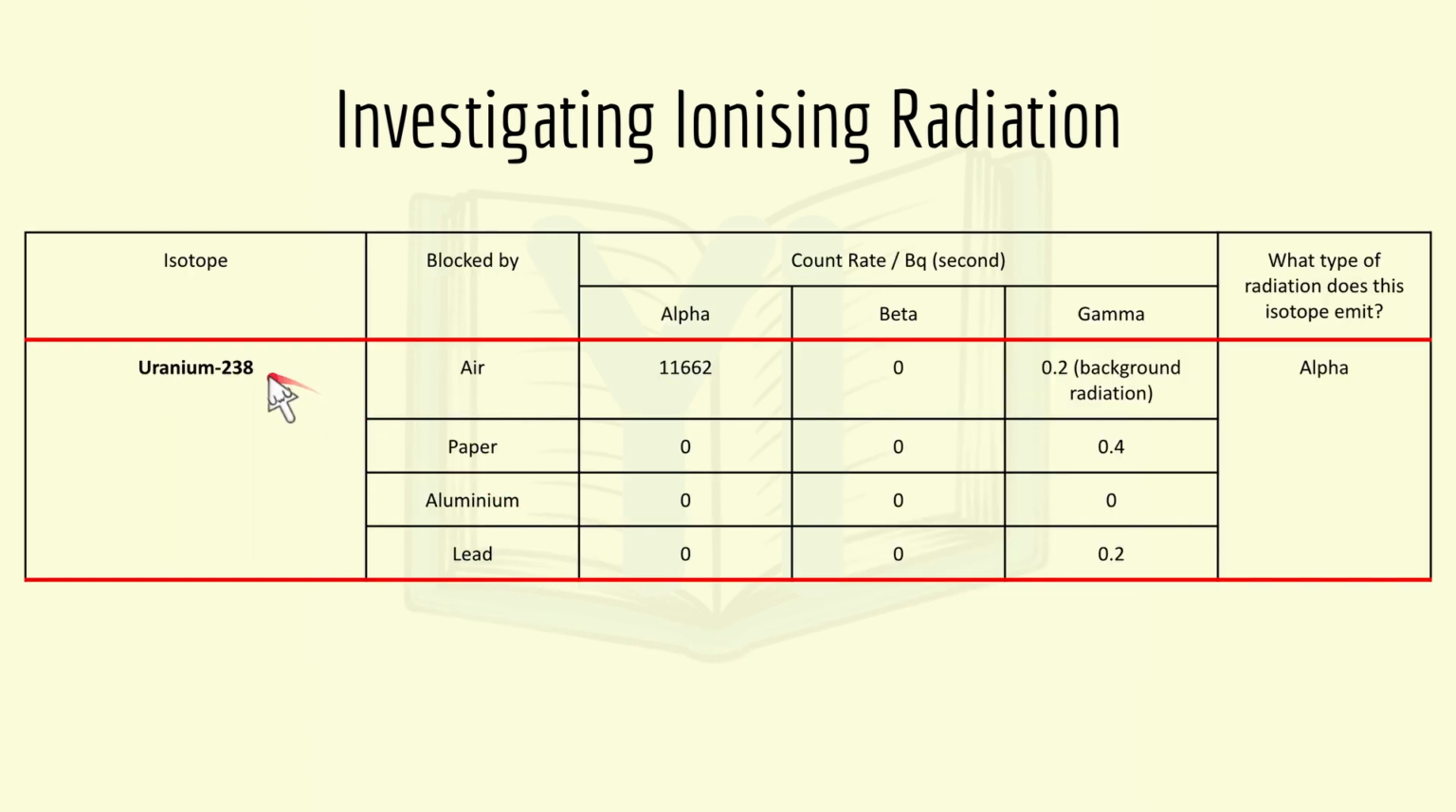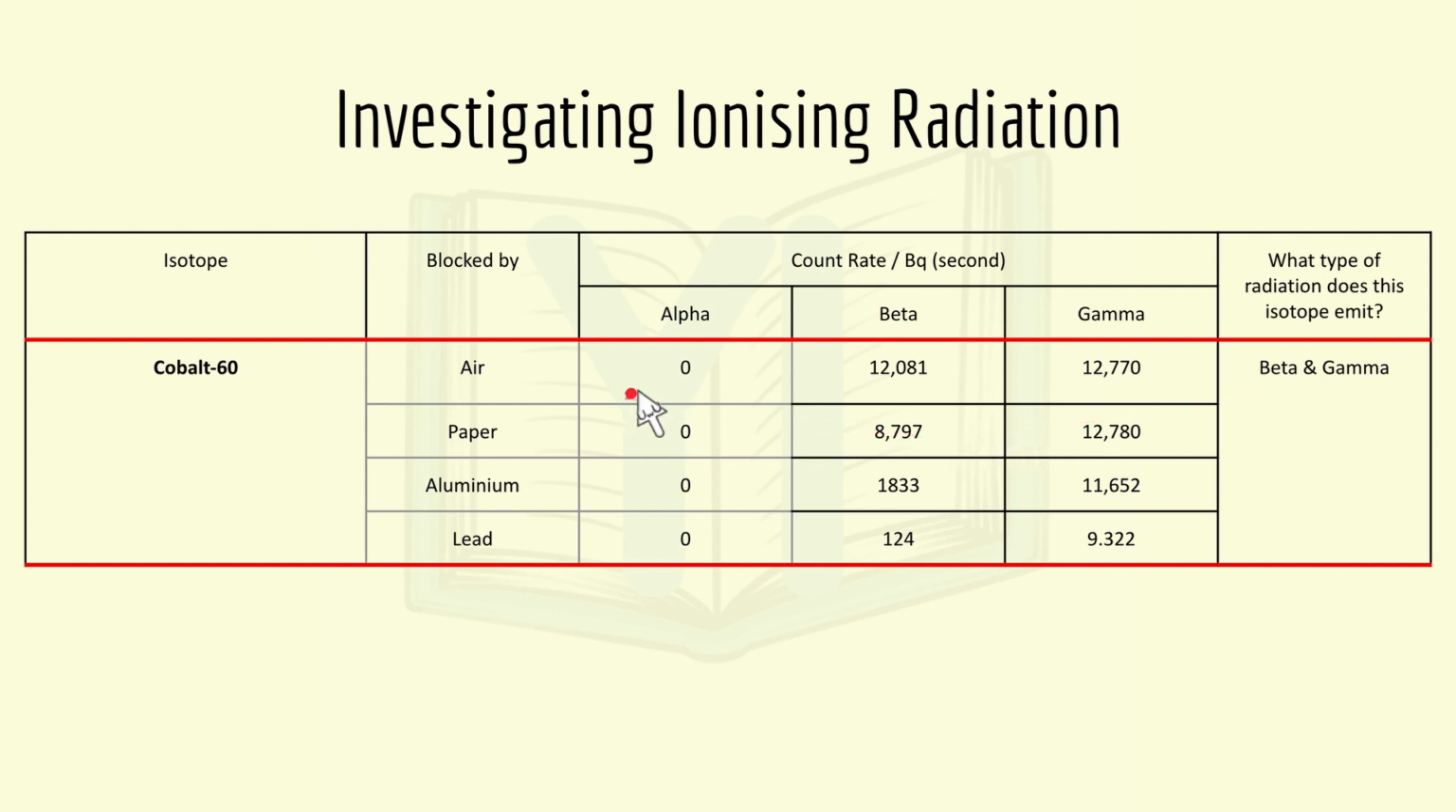And then we have some practicals to investigate ionizing radiation. We use an online simulator with isotopes like uranium-238. It's blocked by these. The reason they registered some gamma over here is due to background radiation. So uranium-238 emits alpha, cobalt-60 emits beta and gamma, and carbon-14 emits beta.